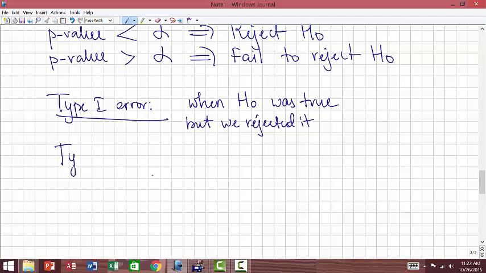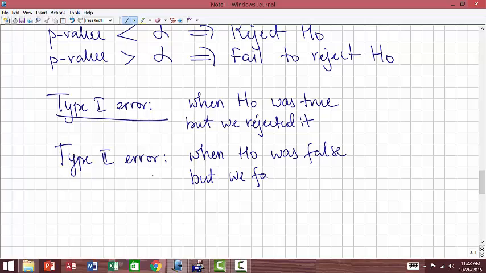Type 2 error. This is when H naught in reality was false, but we failed to reject it. Again, put it in the context of the problem. Here you would say that whatever the alternative we got, the null hypothesis was false, but our alternative wasn't strong enough, so our evidence was not strong enough to reject it. So that's type 2 error.